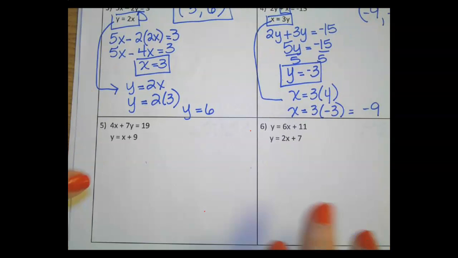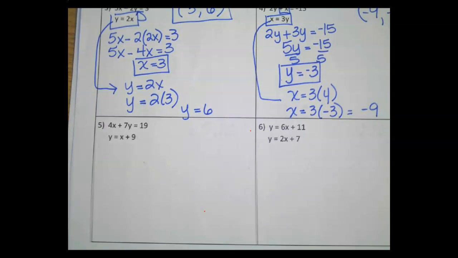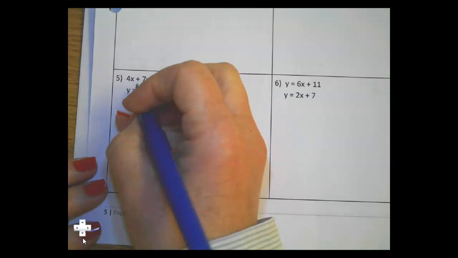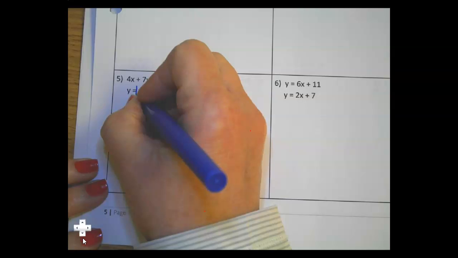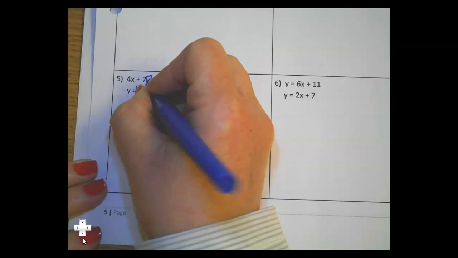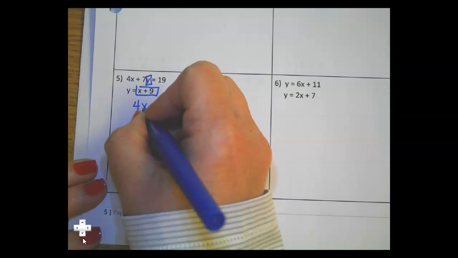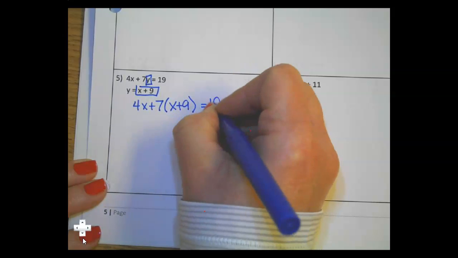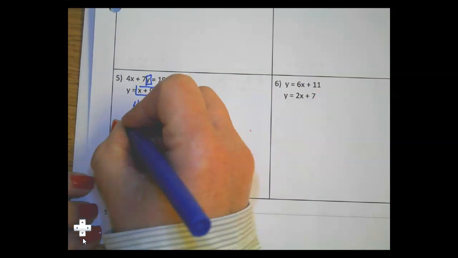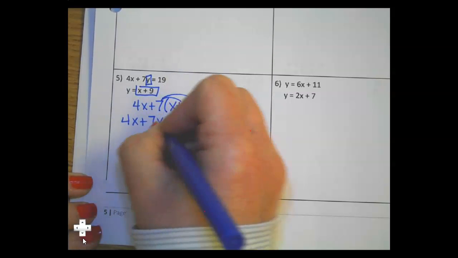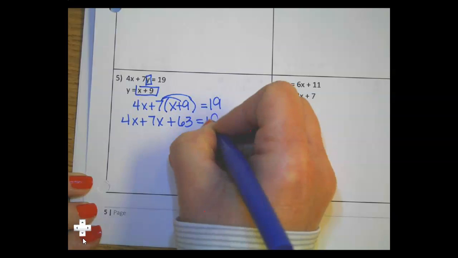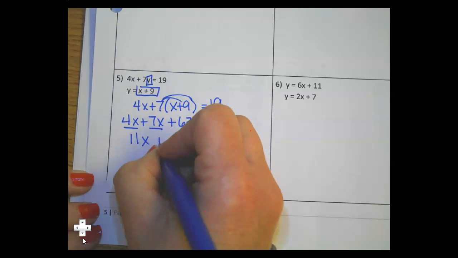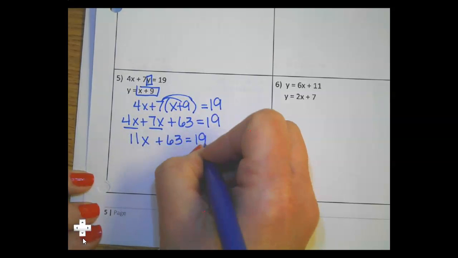And when it gets difficult, well, there's two things here. So number 5 is getting a little more difficult because now you have this whole thing here. So you need to substitute this whole thing here. So 4x plus 7, instead of the y, we're going to put x plus 9 equals 19. So distribute. 4x plus 7x plus 63 equals 19. Combine those like terms. 11x plus 63 equals 19.